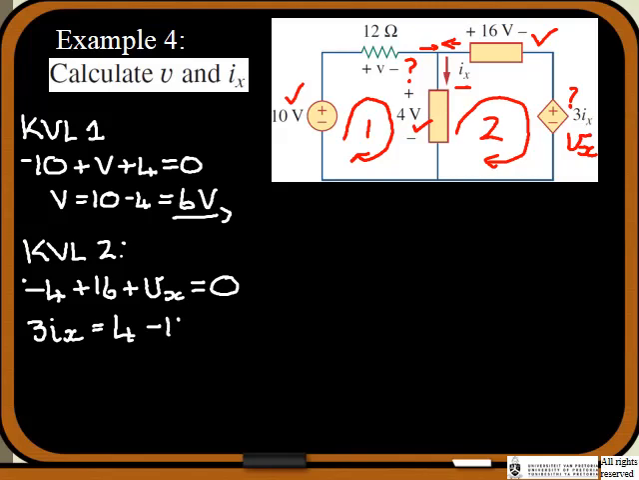minus 16, which gives me minus 12 volts, which means that Ix is then actually minus 4 amperes. And Bob's your uncle. Now we know what the current is. So Ix is actually a negative value in this case. Right, that solves example number 4.